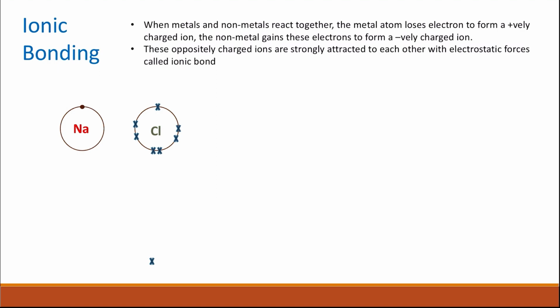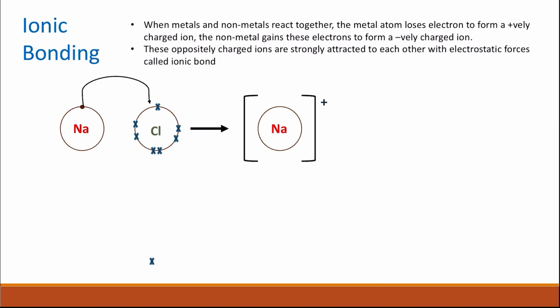While chlorine is one of the group 7 elements, so it has 7 electrons in its outer shell. We represent the electrons of the chlorine using the cross. Now sodium is going to lose that electron and chlorine is going to gain that electron. Now we're going to have a sodium ion with 1 plus charge, and we're going to have a chlorine ion, which is called chloride, which is going to have 1 extra electron, which is this one, the one with the dot that was gained from the sodium, and it's going to have a negative charge.